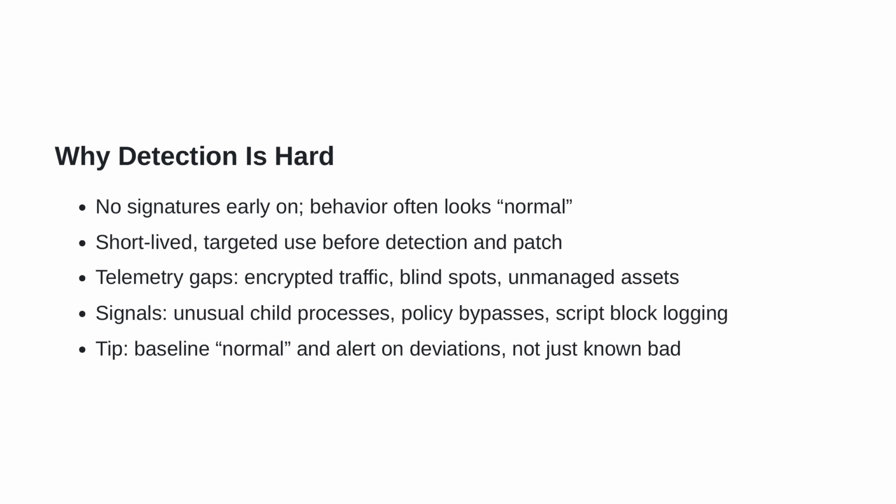This slide explains why catching 0-days is so challenging. Early in the lifecycle, you won't have reliable signatures. Attackers lean on legitimate tools and familiar processes, so activity blends into what looks normal. They also use exploits sparingly and briefly, reducing artifacts and shrinking the window for detection. Telemetry gaps make it tougher. Encrypted traffic obscures payloads, network blind spots hide lateral movement, and unmanaged or shadow assets fall outside your visibility.